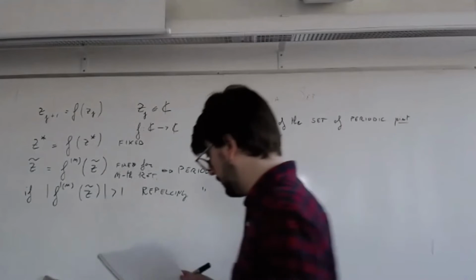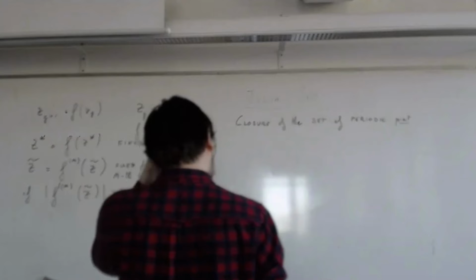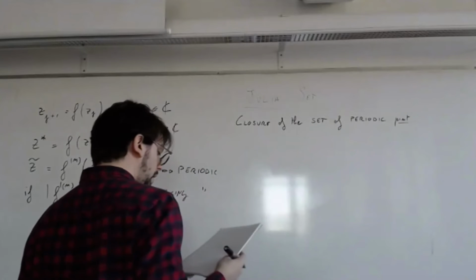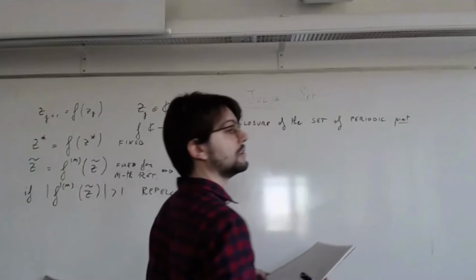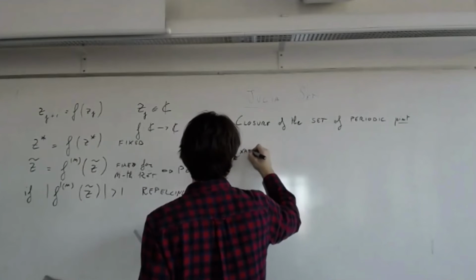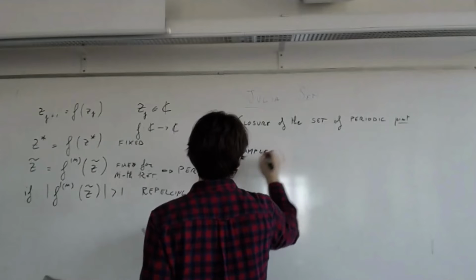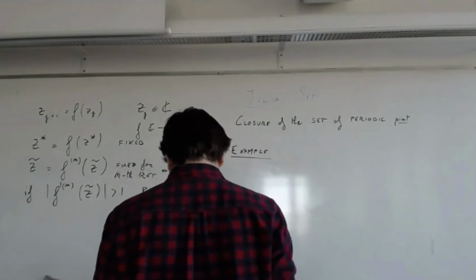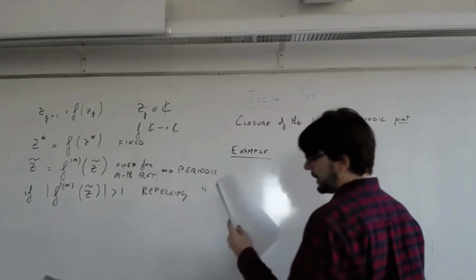Stop me if you have problems and you cannot see. So what does it mean, the closure of this set of periodic points? For example, let's take this example, the quartic map.